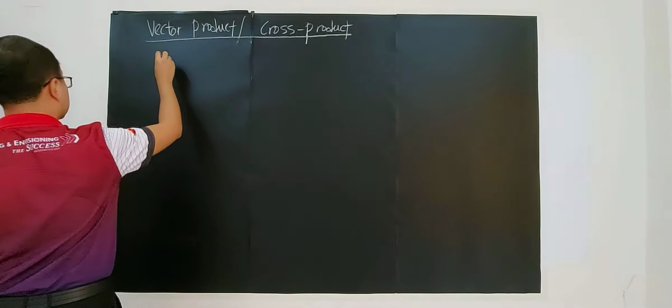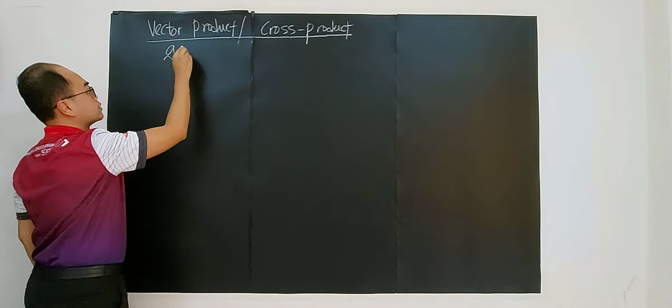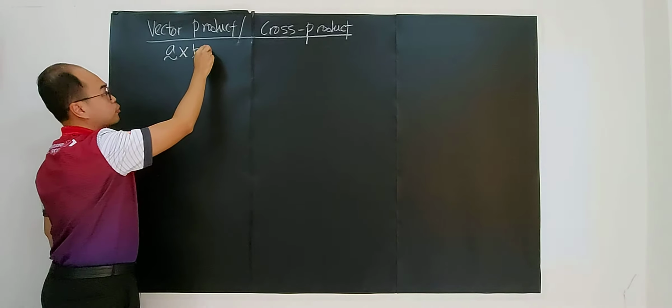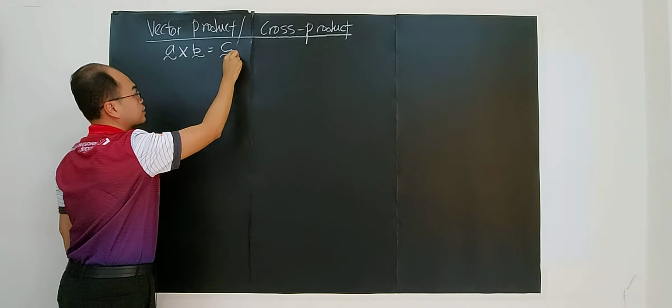Hello, in this video, I'm going to introduce you to the vector product. A vector product is a product of two vectors. The cross product of two vectors produces another vector quantity.